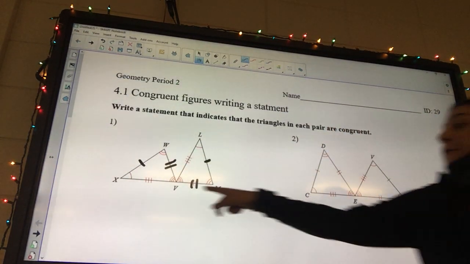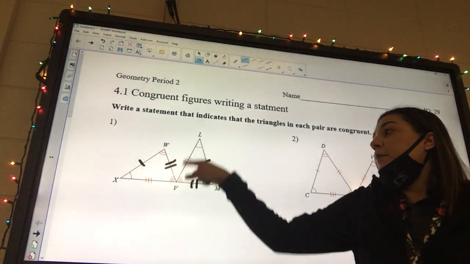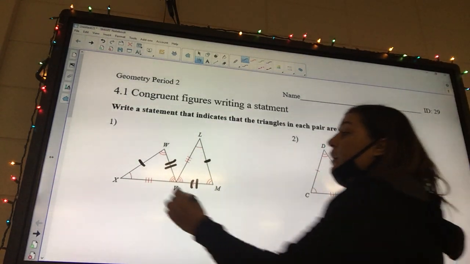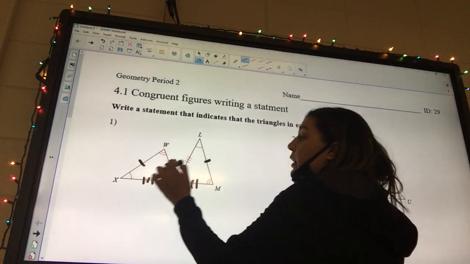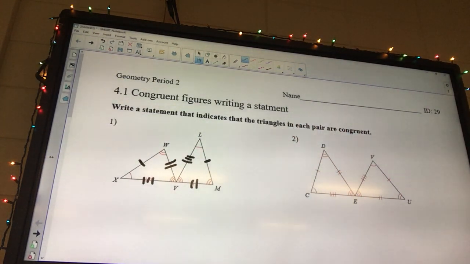Okay, so VM or MV is congruent to VW or WV, because they both have two tick marks on the side. So that side is congruent to that side. Okay, and then obviously we have another side. This one has 3, 1, 2, 3, is congruent to this one, 1, 2, 3. Okay, that's what those lines mean. That means that this side matches up with this side.